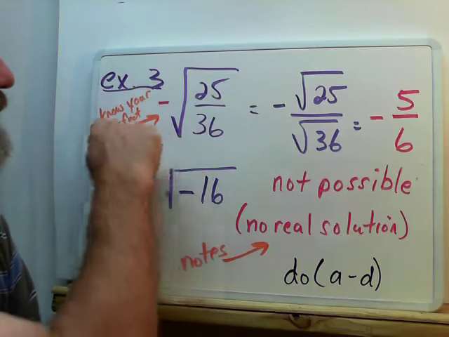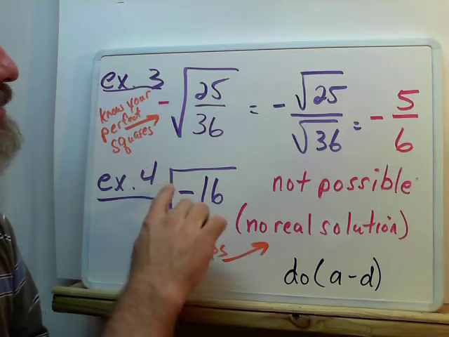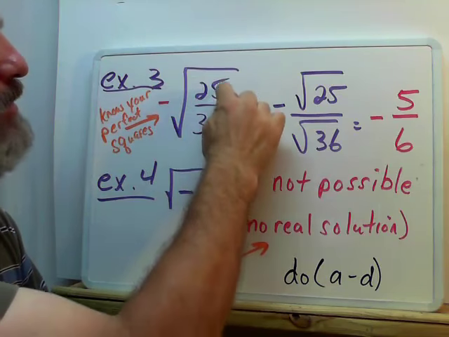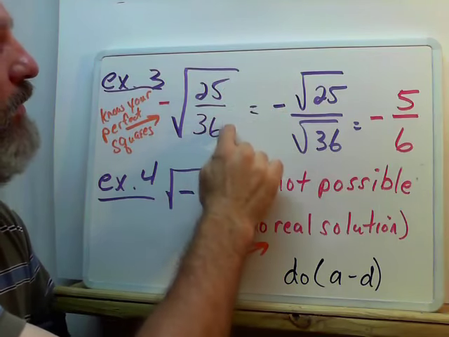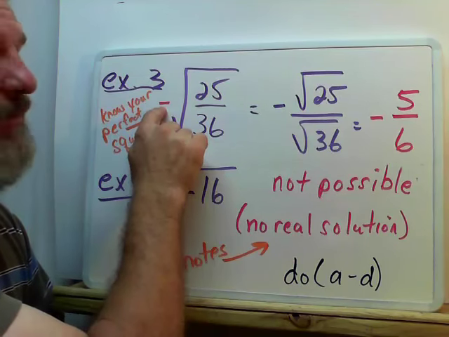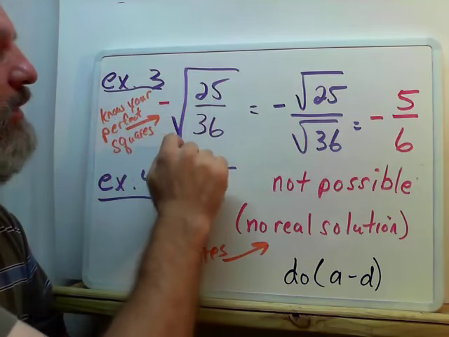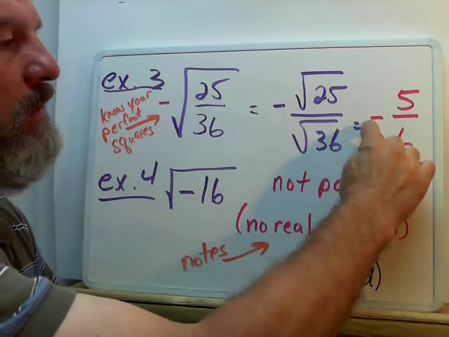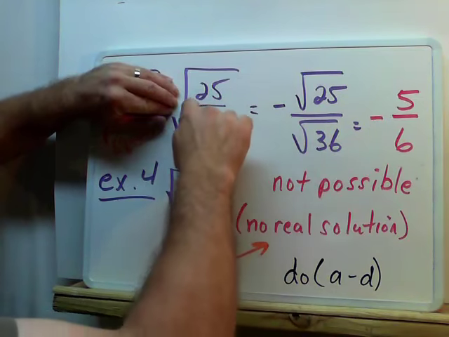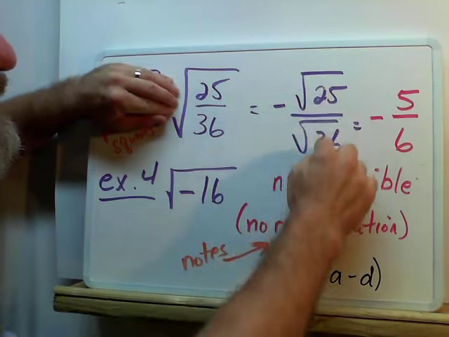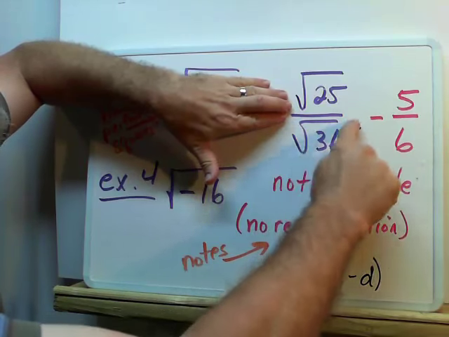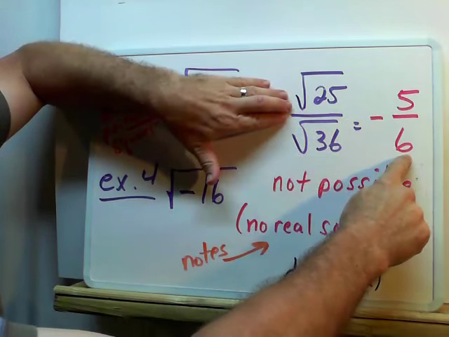Example number 3. This is why it's important for you to get to know your perfect squares, because kids that know their perfect squares see this as one perfect square over another perfect square. So now they're asking for the negative, notice it's outside the radical, so we're automatically going to have a negative number, and now we can just look at this and say, okay, I want to figure out what is the square root of 25. Break this into 2 pieces. What is the square root of 25? 5. And that's over the square root of 36, and that's 6.